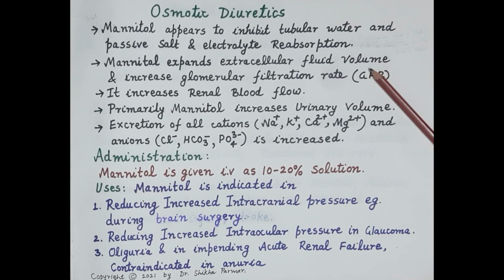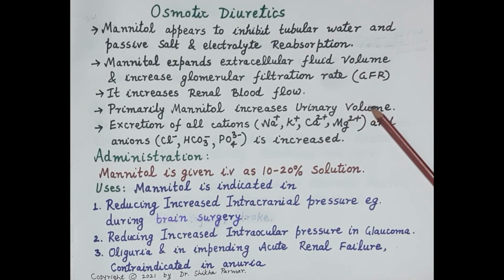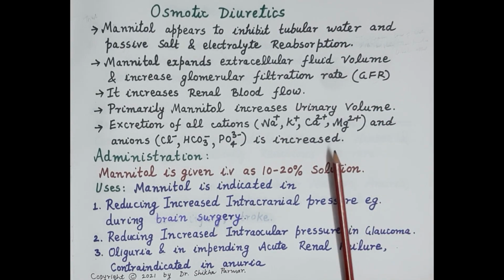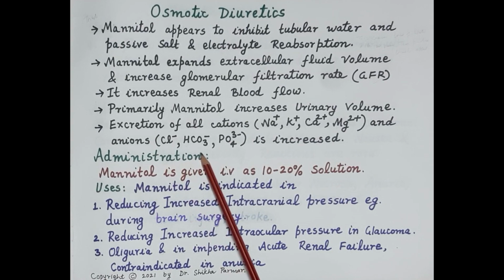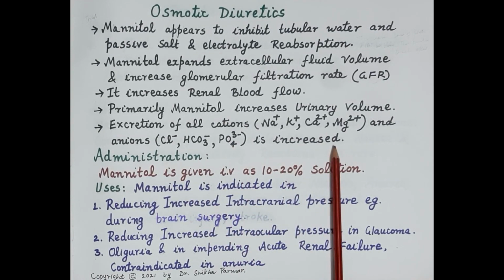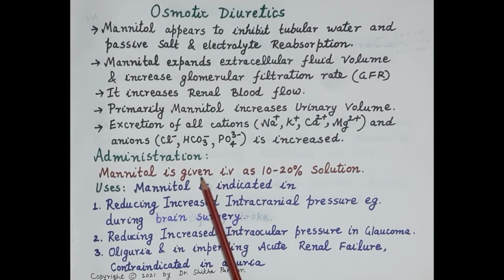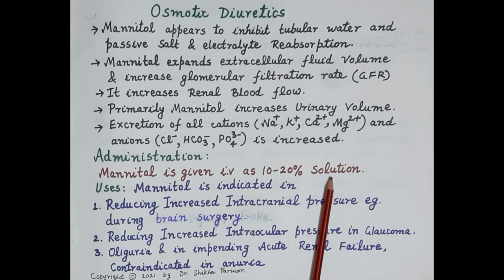Since mannitol is not absorbed in the cells, it also expands the extracellular fluid volume and increases the glomerular filtration rate. It increases the renal blood flow. And since it isoosmotically draws water into the tubular lumen, it primarily increases the urine volume. The excretion of all cations like sodium, potassium, calcium, magnesium, and anions like chloride, bicarbonate and phosphate ions is also increased. Talking about the administration, mannitol is not absorbed orally and is therefore given IV as a 10 to 20% solution, and its half-life is half to 1.5 hours.